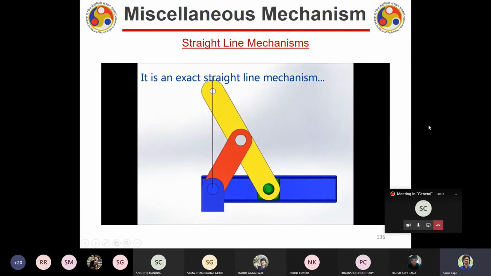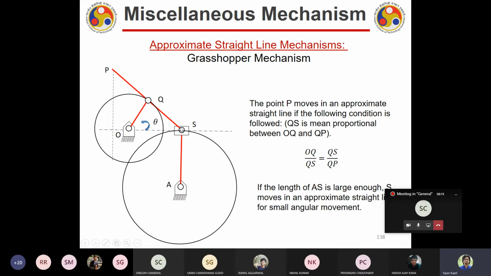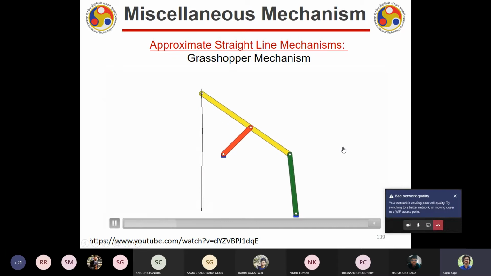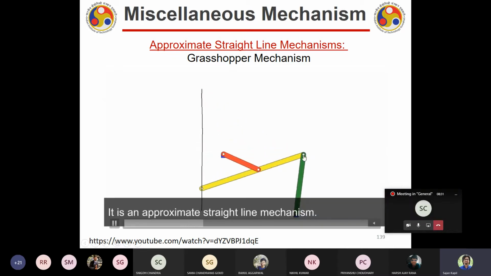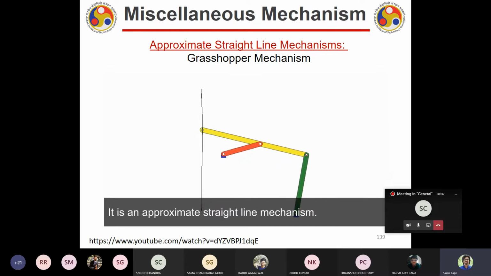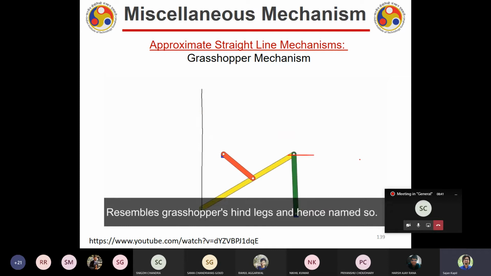Fine. Then there was a mechanism called modified, in which there's a P point which moves up and down, but this was an approximate straight line mechanism. Again, if we are making an approximation here, then you can also approximate the slider. We have discussed that. That is called the grasshopper mechanism. You can see that it is approximately moving in a straight line because this is acting as a slider, approximately a slider. You can assume that this particular point is moving in a straight line only. You see that it is really moving approximately in a straight line.